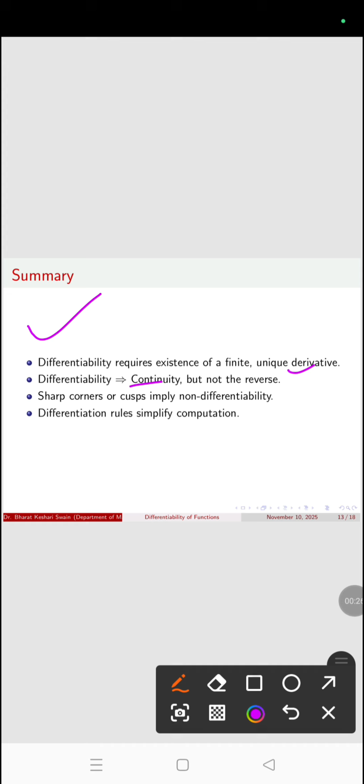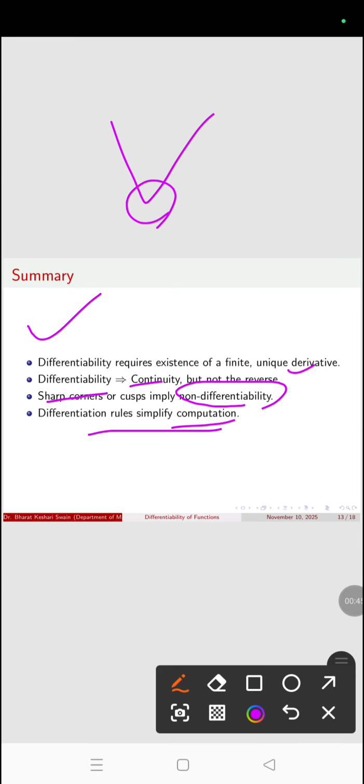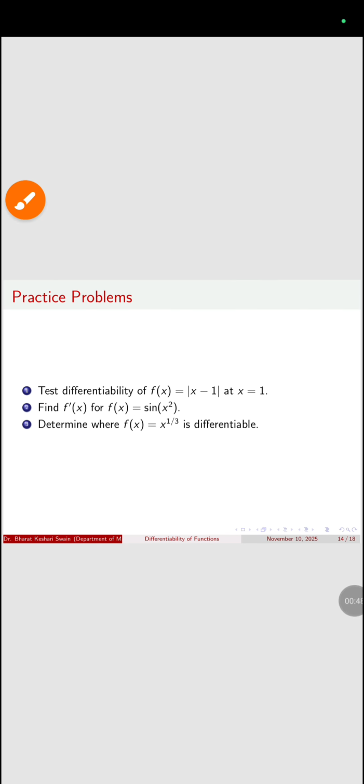Then, when we get a graph with a sharp corner or cusp, it implies non-differentiability. At that corner the function will not be differentiable. Then differentiation rules simplify the computation. Then there are some problems we have to practice.